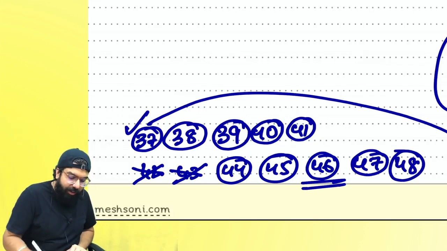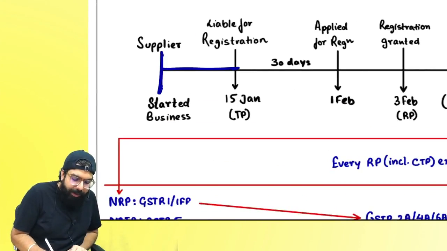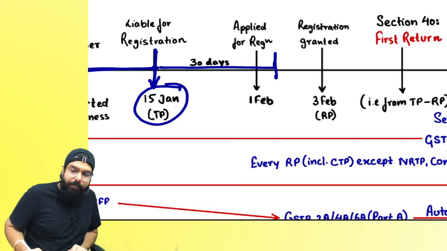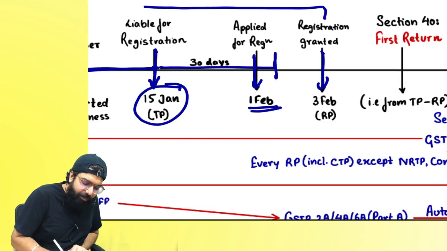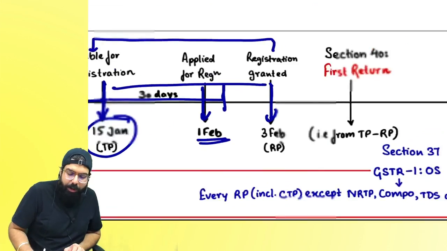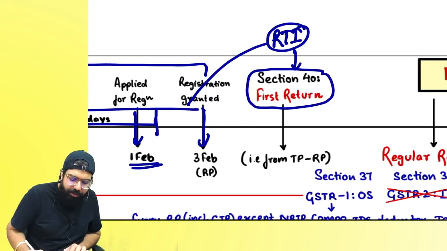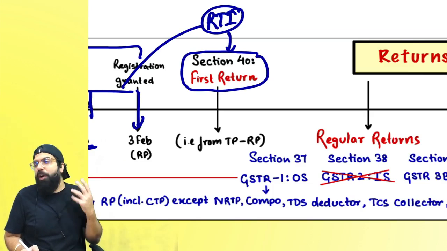Let's go ahead and start understanding everyone over here. Whenever a person becomes liable, it means he is a taxable person, and he will have to apply within 30 days. If he applies within 30 days and registration is granted, registration will become effective from the date you become liable. Between these dates, whatever supplies you have done, you have to issue a revised tax invoice, and all the details have to be disclosed in the first return, which is filed under section number 40.